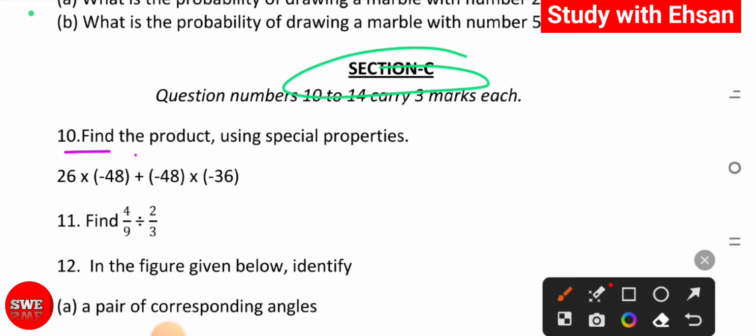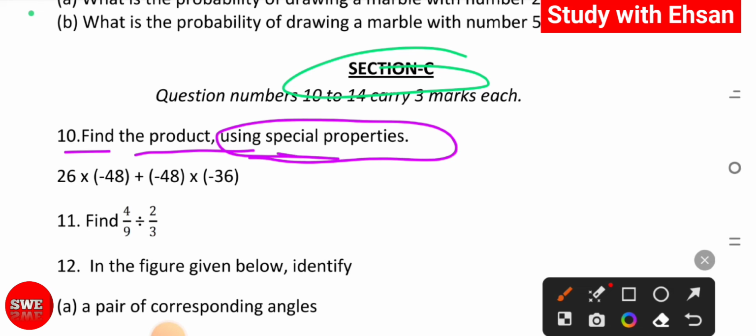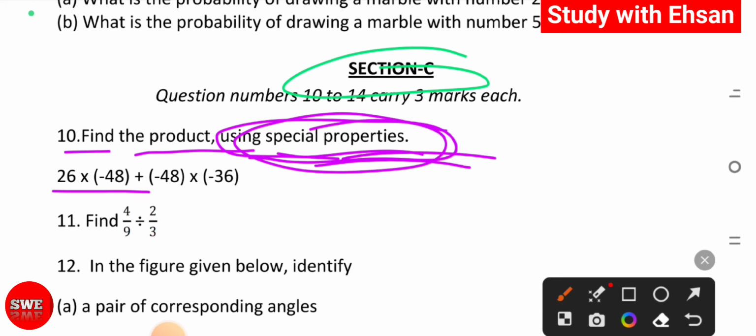Question number 10, find the product using special properties. When it is written use the properties, you have to apply the properties. No matter if you calculate very accurately and find the correct answer, if you are not using the properties, you will not be given any mark. So be careful, apply the property, use the properties to find the product.